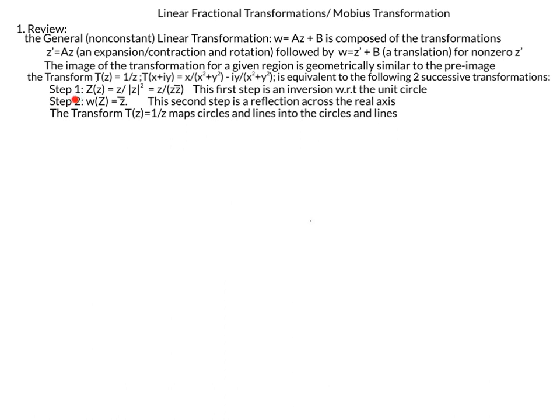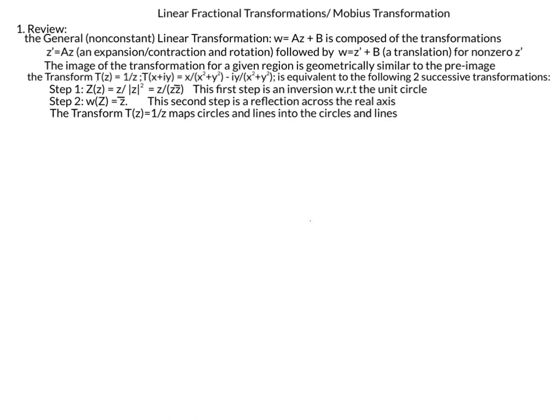And then the second step in our function composition of T of z is W of this capital Z equals the complex conjugate. And it's easy to see that this is simply a reflection across the real axis.